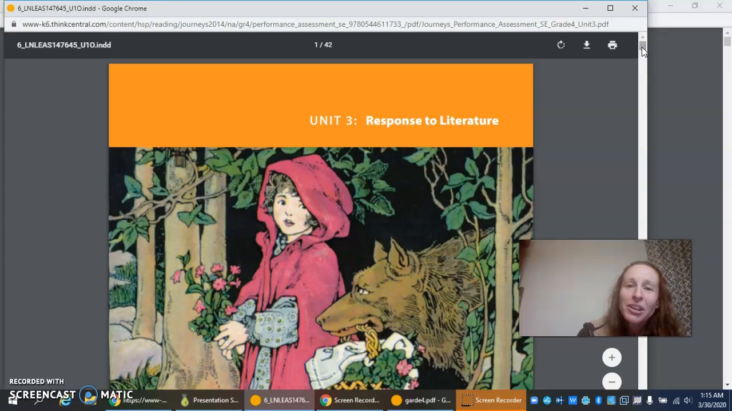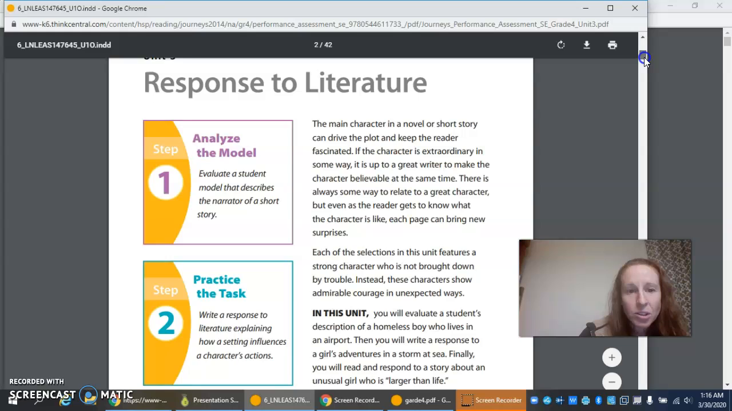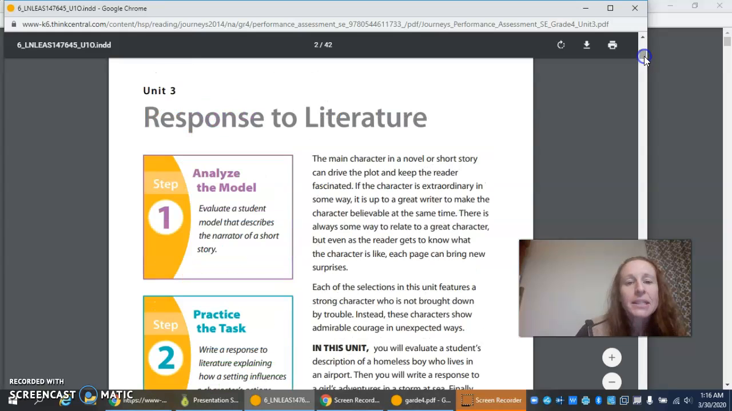So that's looking at how the characters affect the story, how the plot is affected by the setting, because sometimes different events occur because of where the story takes place. That's a little bit of what we're going to be analyzing this week. So if you go on to the next page, this is set up very similarly to the first unit we did, which had the 3 different steps. The first step here is we're analyzing a model. You're going to look at a story and look at the characters and see how that affects the story, and the setting, how that affects the story.